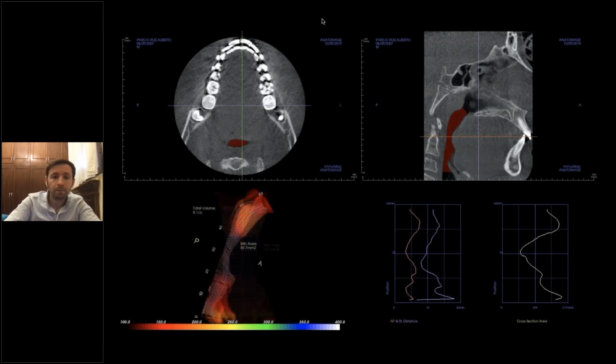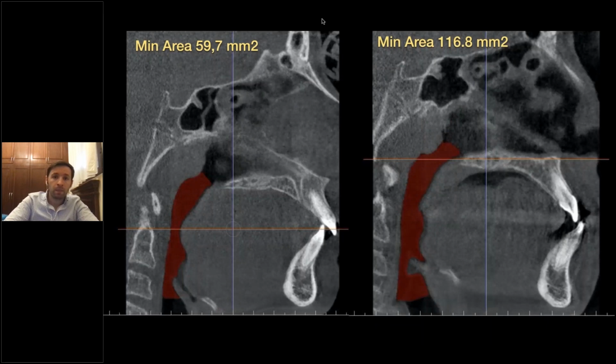Look at this. This is the position, the black area that you are watching, the minimal area that you are watching in black, corresponds with the jaw position. So imagine the situation when the patient came to my office. I said, okay, your minimal area is very, very small. So I recommend you two options.